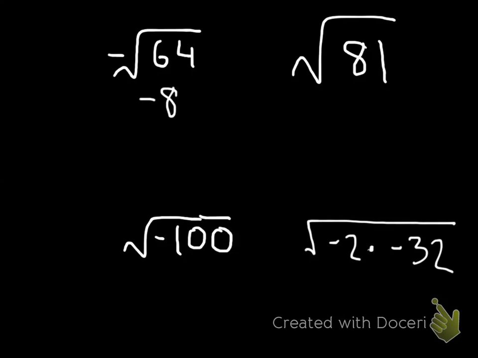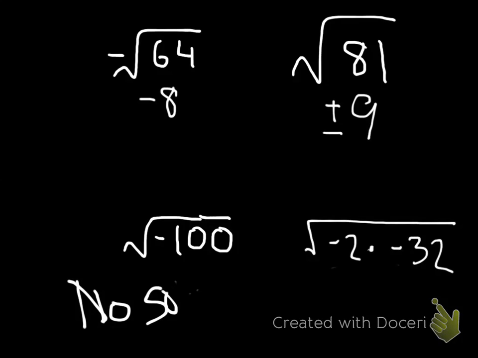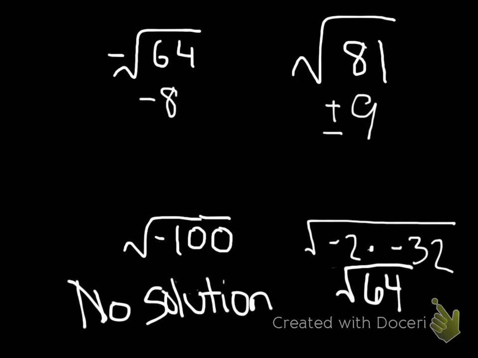The square root of 81, 81 is a perfect square, and the answer would be 9. But remember, this problem has two answers, positive and negative 9. Now, since the negative is inside the radical for this problem, the answer will simply be no solution. And for this next problem, remember the radical acts like the parentheses, so we've got to do what's inside it first, because this becomes the square root of 64, which is 8.